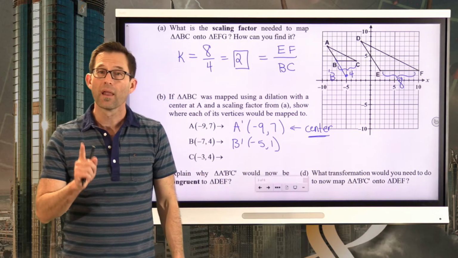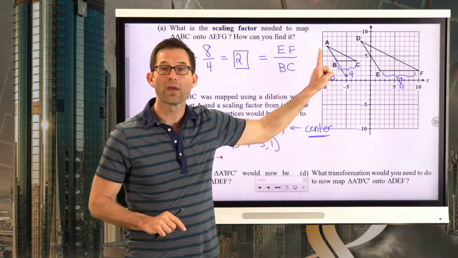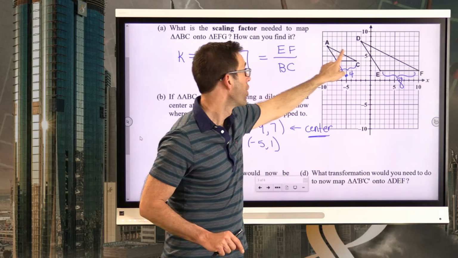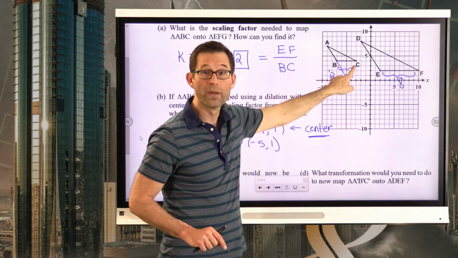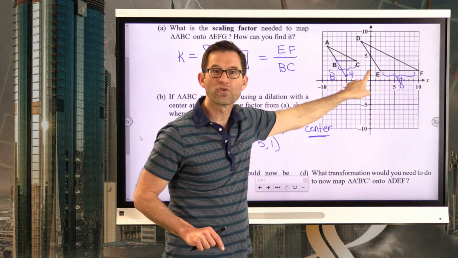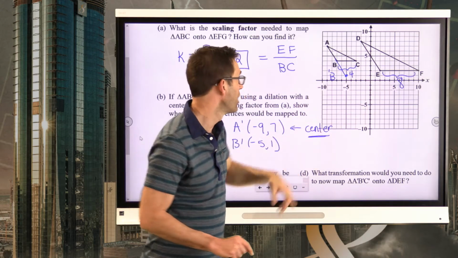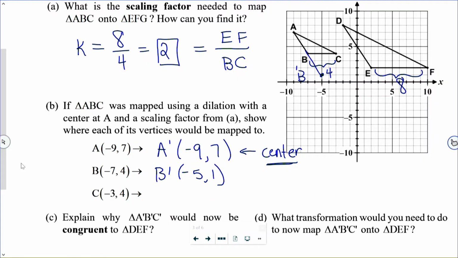And likewise for C, I want to think, to go from A to C, I'm going to go right 6 and down 3. So again, to stretch it twice as far out, I'm going to go again right 6 and down 3. Yeah, that's definitely right. 6, 1, 2, 3, 4, 5, 6, 1, 2, 3. Very messy.